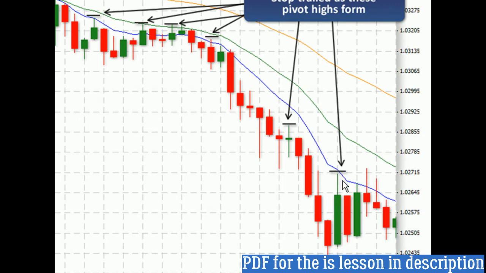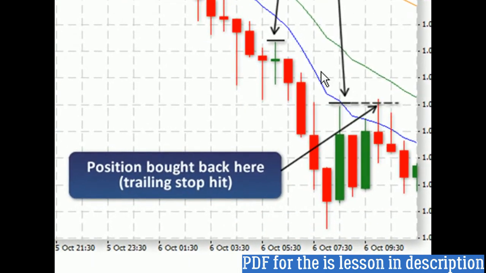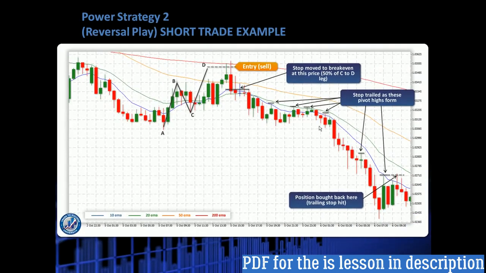And then we do the same here. When this red bar completes, we see this green high is a pivot high. And then we don't have any other pivot highs, but we see price does go higher than our stop. And when price goes higher than our stop, we get stopped out. So we buy back at a profit. We sold first, this is a short trade, and then we bought back here when we get stopped out at a profit. It's a pretty decent profit there.